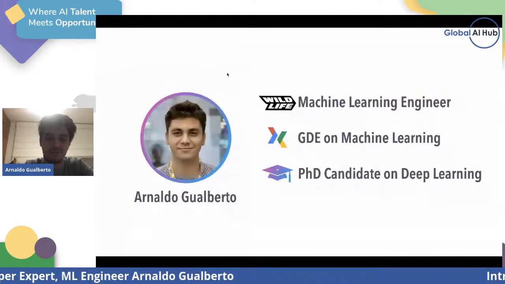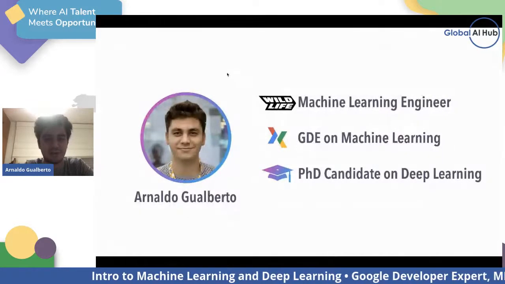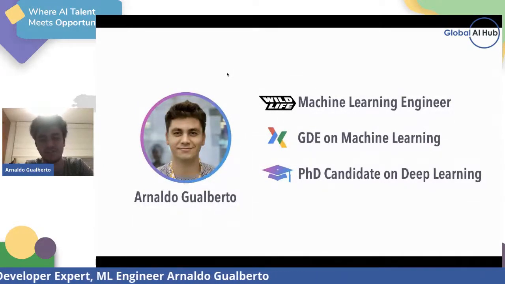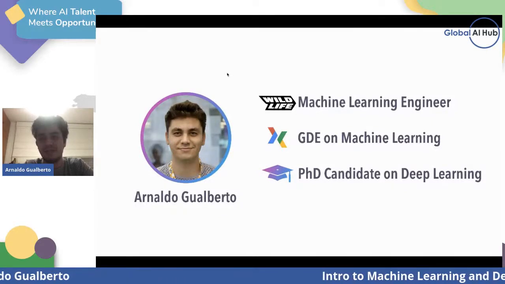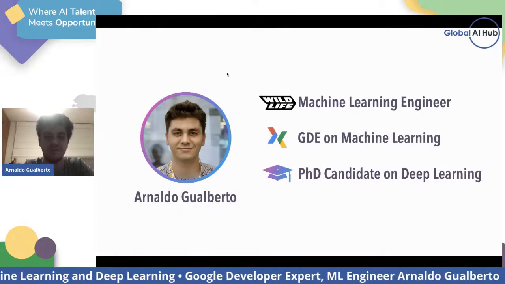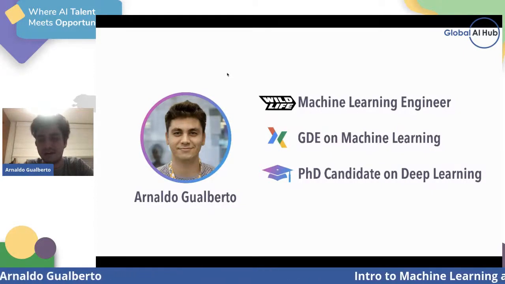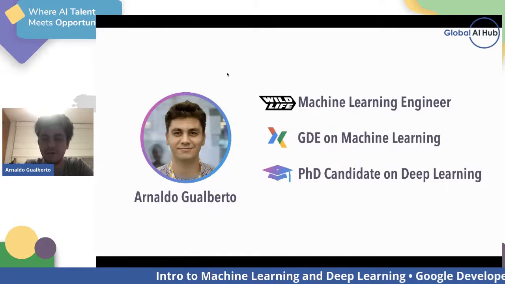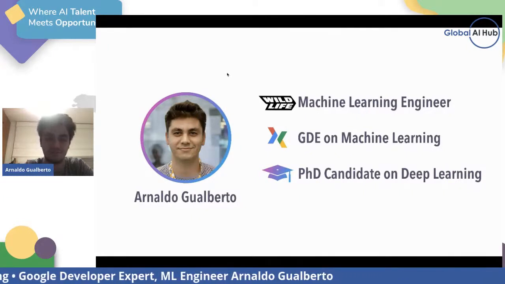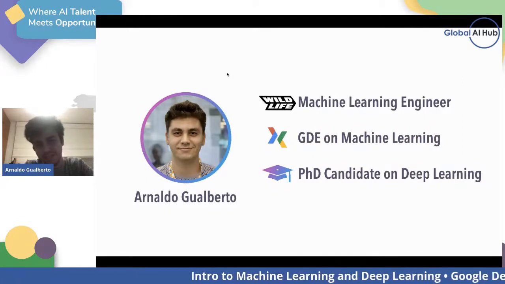For those who don't know what a Google Developer Expert is, basically it's a program from Google that recognizes experts in some areas. In my case, I am an expert in machine learning, but there are experts in many areas: Android, Flutter, IoT. Basically, for every technology Google uses, there are Google Developer Experts in that area. In Brazil, we have six or seven developer experts in machine learning, but in the world, I think it's around 120, more or less. I'm also doing a PhD in deep learning.